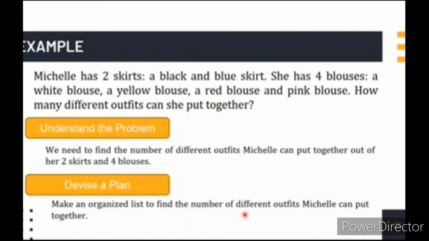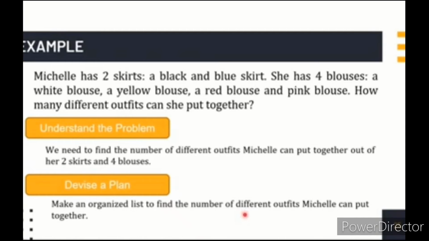Let's have another example. Michelle has two skirts, a black and a blue skirt. She has 4 blouses, a white blouse, a yellow blouse, a red blouse, and a pink blouse. How many different outfits can she put together?